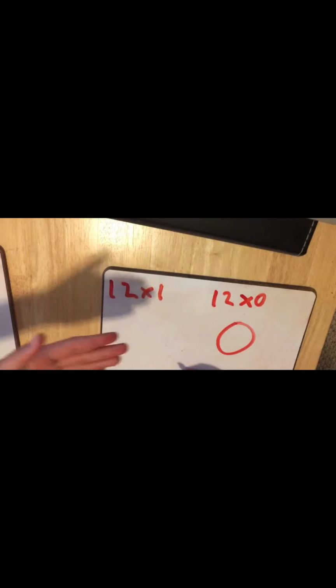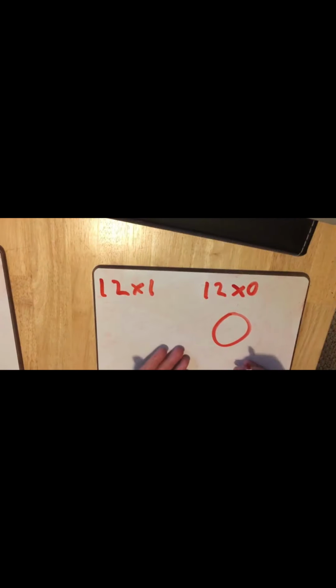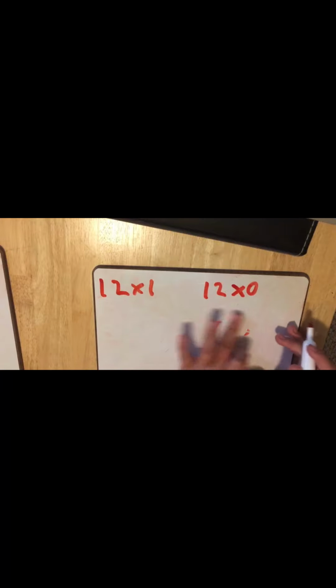Because you have no cookies on your plate. Because if you have something, you times it by nothing. So you have 12 baskets. But you have 0 cookies. You might as well just sell off those baskets because there's no use of them. There's no cookies to put in. So how many cookies do you have? You have 0.